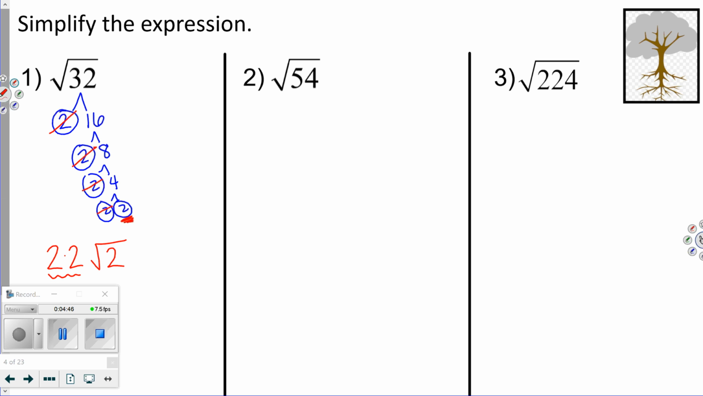Now, the 2s that are out here, I'm going to multiply those together. 2 times 2 is 4. And I have radical 2.